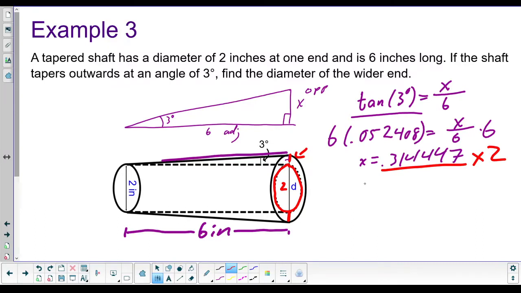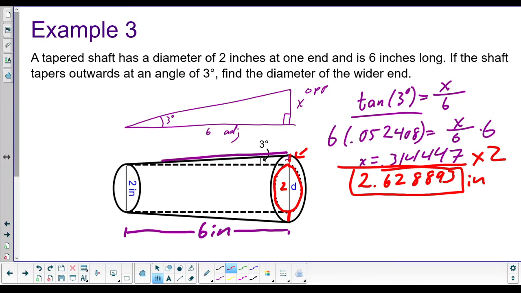So if we multiply by 2, that is 0.628893. And then we're going to just add that to 2. So plus 2, boom. This is the diameter of the other end of our tapered shaft, in inches, of course. Cool. So set up a little triangle to find this length. Double it because it's on both sides, and then add it to the inner diameter. Cool.